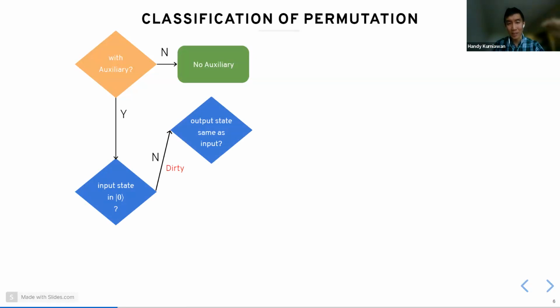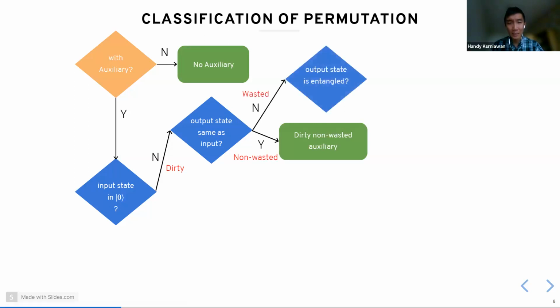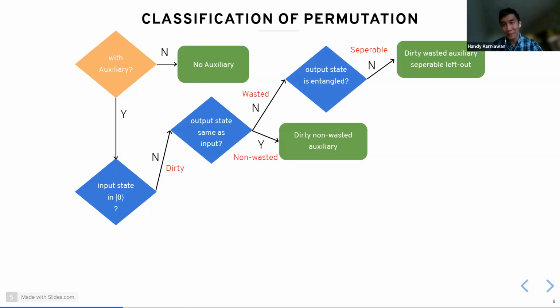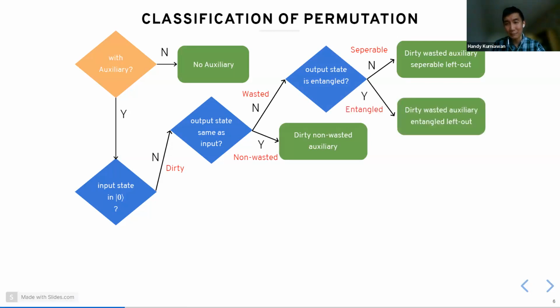And then another question is whether the output state for the auxiliary qubit is the same as the input or not. If it's the same, then we will classify this as dirty, non-wasted auxiliary. And if it's not, then we will also have another question: whether the output state is entangled or not. If it's not entangled, then it will go to the dirty, wasted auxiliary, separable left out, and if it's entangled, then it becomes dirty, wasted, auxiliary, entangled.